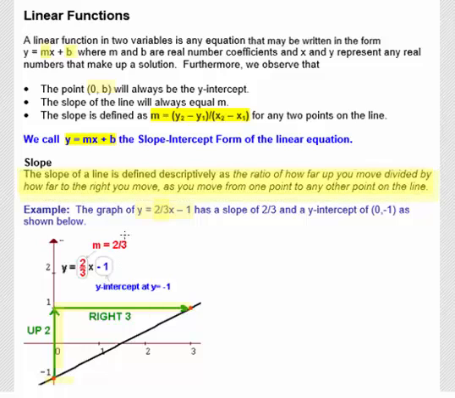Here's an example of how we use the slope and y-intercept. We have the equation y equals 2/3 x minus 1. Our slope is 2/3 and our y-intercept is (0, -1). We plot the y-intercept (0, -1). We move up 2 and over 3 to the right to get another point, (3, 1), and those 2 points give us enough points to graph our line.